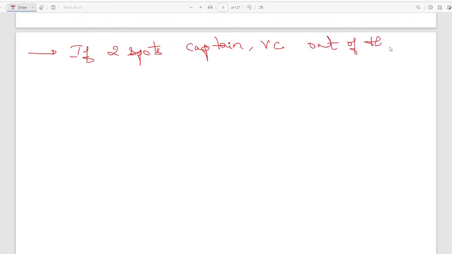Next is permutation. In the same example, if there are two spots, one for captain and another for vice captain, then out of the three, we have to select two people for the two posts.